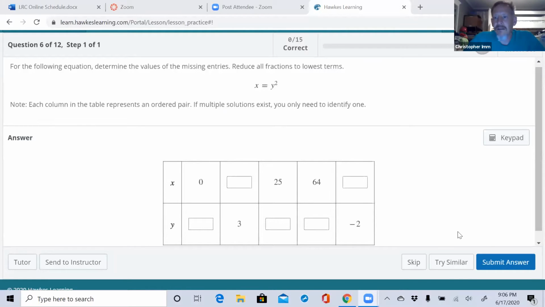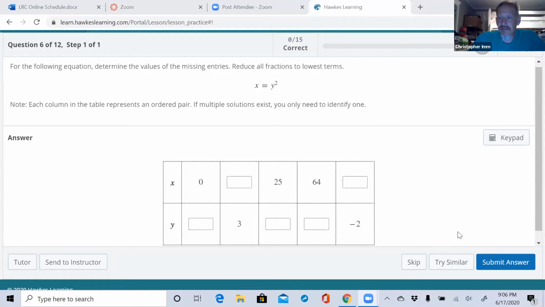Hello. While I'm waiting for the possibility of people showing up tonight, I'm going to go through a few questions that were most missed this week. The first one was looking at a relation that we'll learn next week actually is not a function.